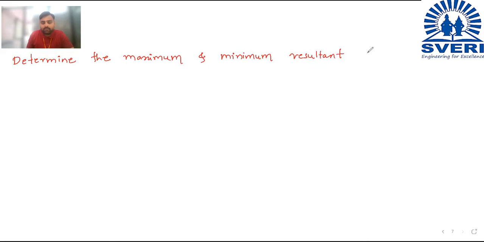So moving to the next numerical. I will write here: determine the maximum and minimum resultant of two forces having magnitude 10 Newton and 8 Newton respectively.